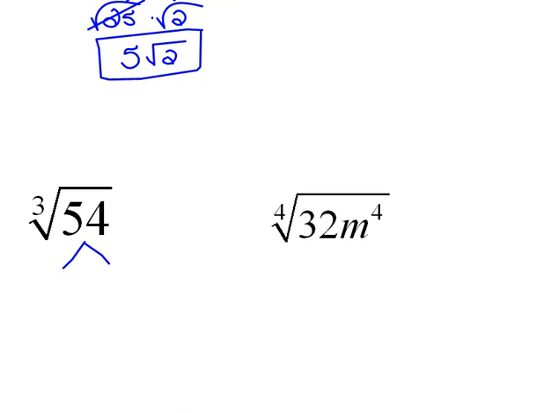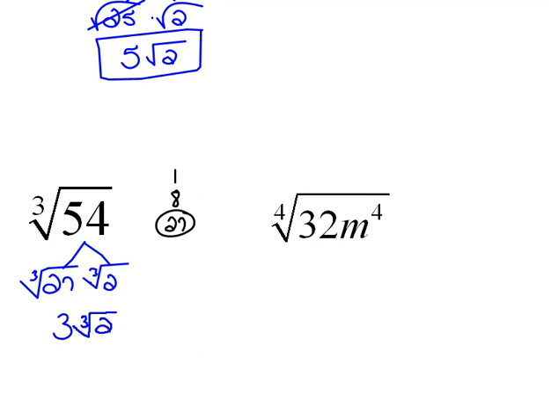So if you think about your list of perfect cubes, 1 cubed is 1, 2 cubed is 8, 3 cubed is 27. 27 is a factor of 54. In fact, if we did 27 times 2, then we would end up with 54. So now we can take the cube root of each one of those. Because the cube root of 27 is 3, we can go ahead and simplify that. And then the cube root of 2 we can't do anything with, so we leave this as 3 times the cube root of 2.